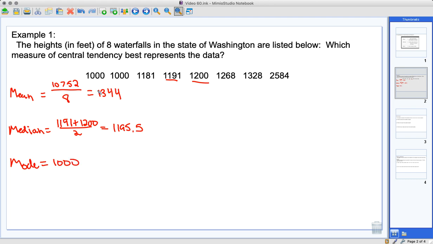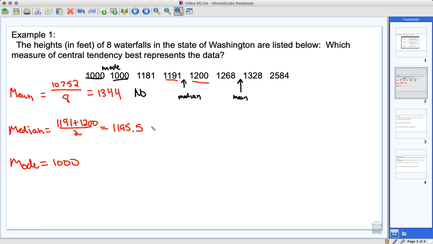Okay, so we're going to talk about each one of these. Mean is 1,344. So that goes right here. Is that a good representation of all of this data? Think, do I have about the same amount above and below? No, so this would not be a good choice. This one lands right here. So this was our mean, our median was right here, and this was our mode.